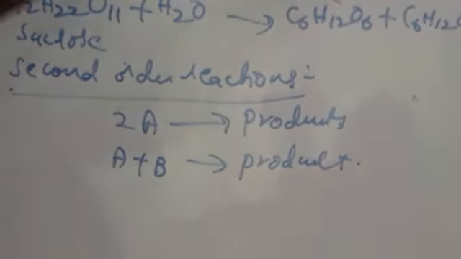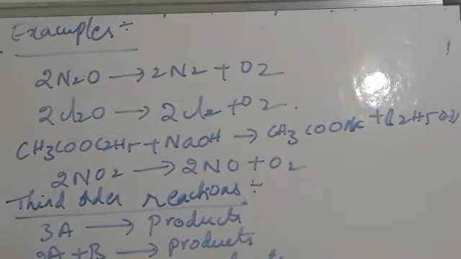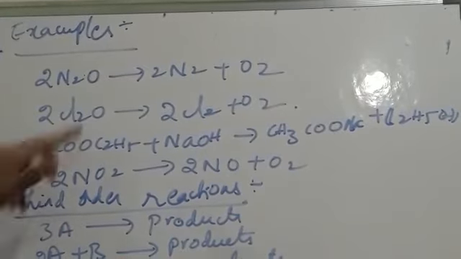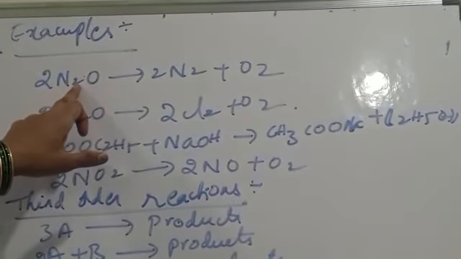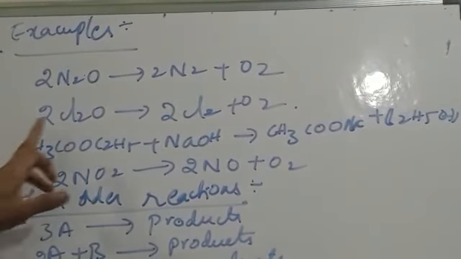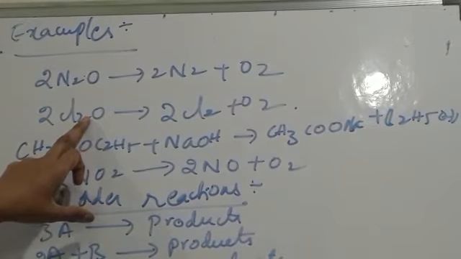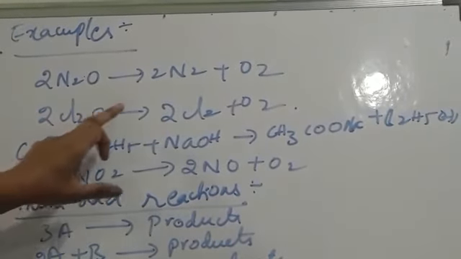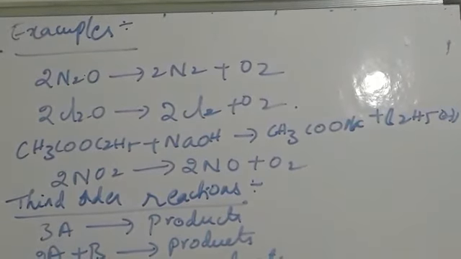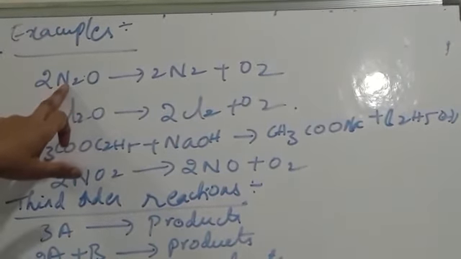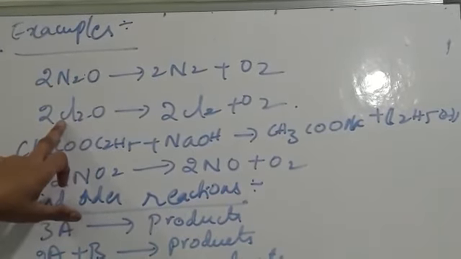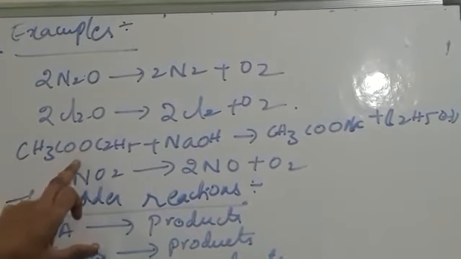Some examples of second order reactions. Decomposition of N2O into nitrogen and oxygen. Decomposition of Cl2O, chlorine monoxide, into 2Cl2 plus O2. Here nitrous oxide N2O decomposes into nitrogen and oxygen, and chlorine monoxide decomposes into chlorine and oxygen.